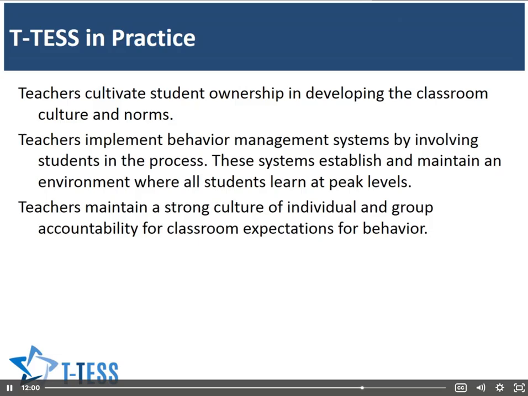In thinking about T-TESS in practice, let's look at what teachers do. Teachers cultivate student ownership in developing the classroom culture and norms. Teachers implement behavior management systems by involving students in the process. These systems establish and maintain an environment where all students learn at peak levels. Teachers maintain a strong culture of individual and group accountability for classroom expectations for behavior.